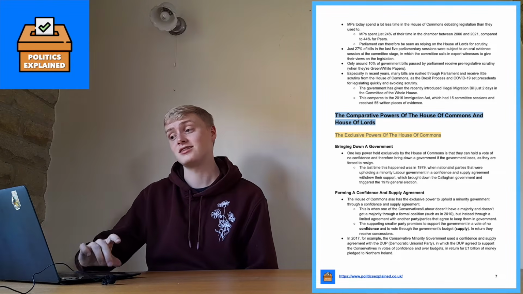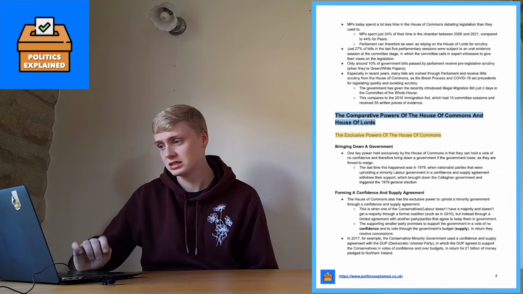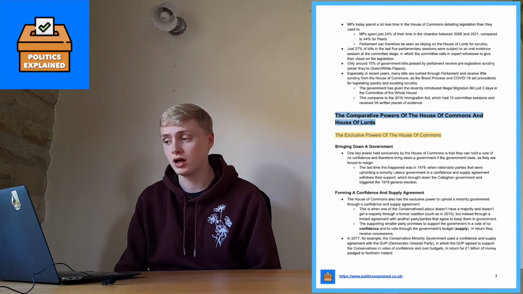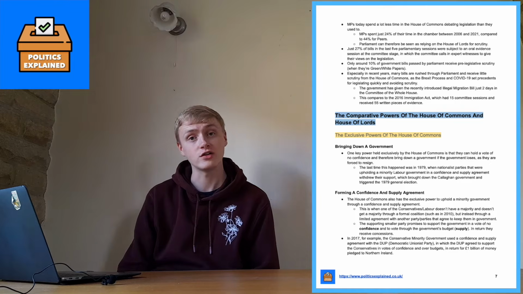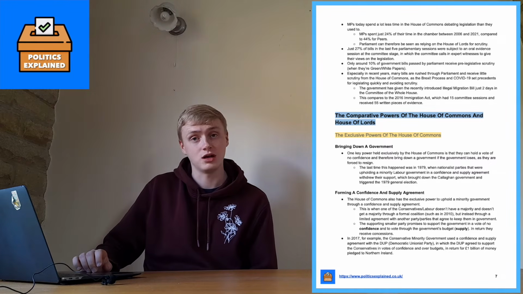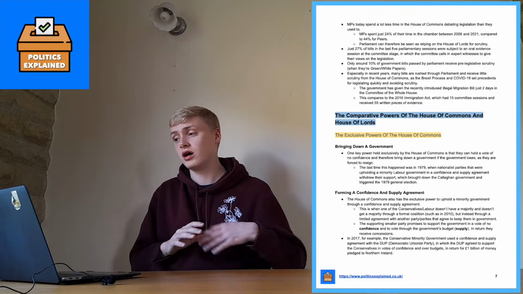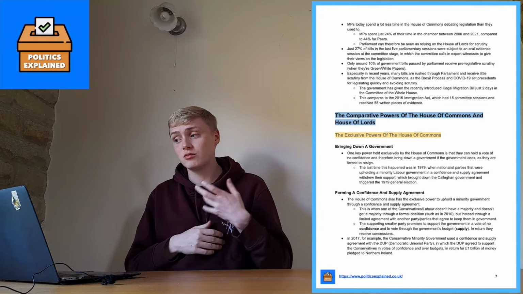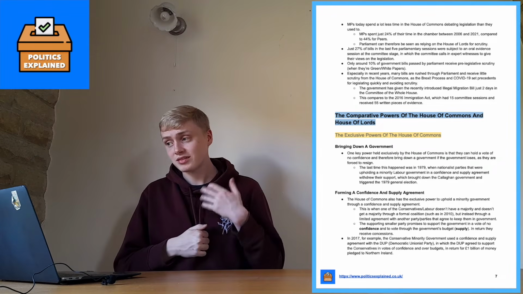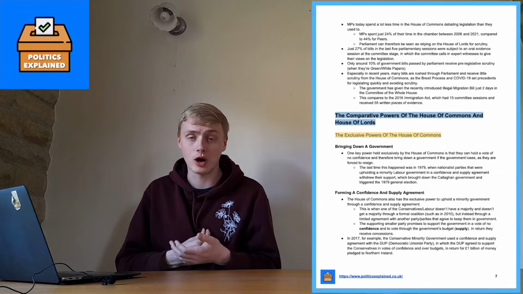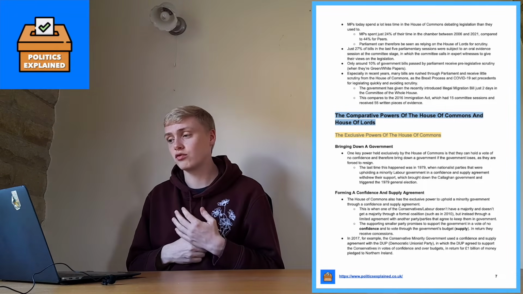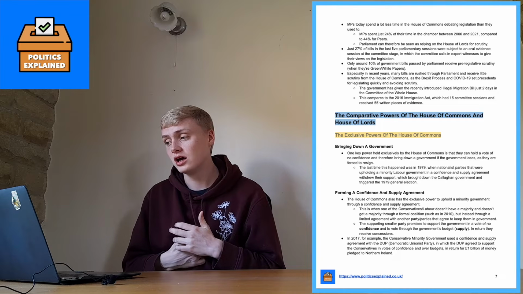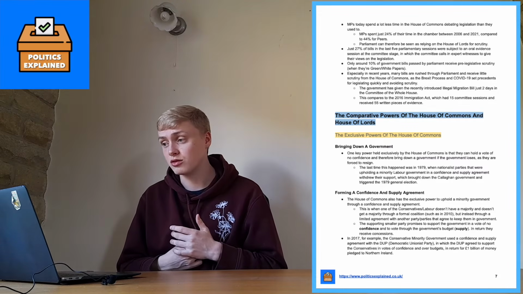This kind of links into the next exclusive power of the House of Commons, and that's forming a confidence and supply agreement. So the House of Commons has the exclusive power to uphold a minority government through a confidence and supply agreement. This is when one of the Conservative or Labour parties doesn't have a majority and doesn't get a majority through a formal coalition, such as the 2010 coalition was. Instead, it gets it through a limited agreement with another party or parties that agree to keep them in government.